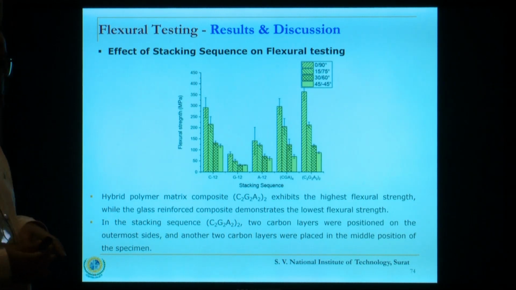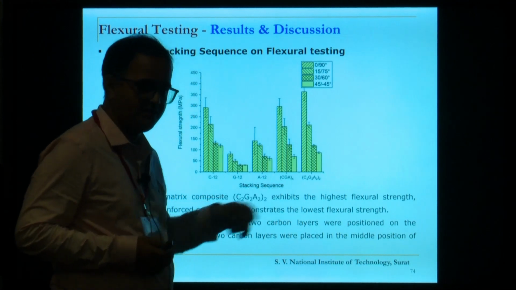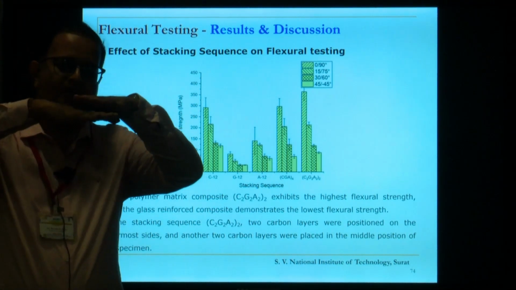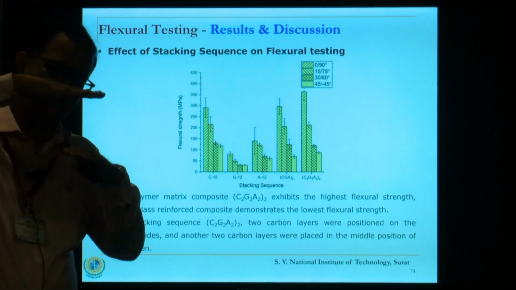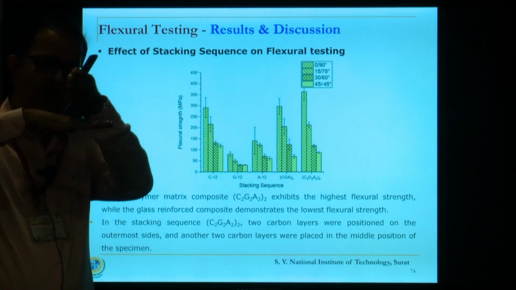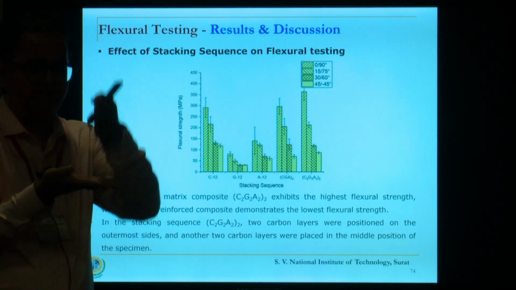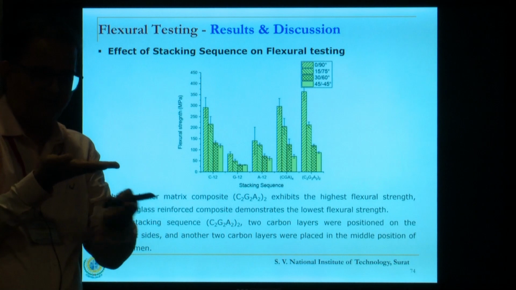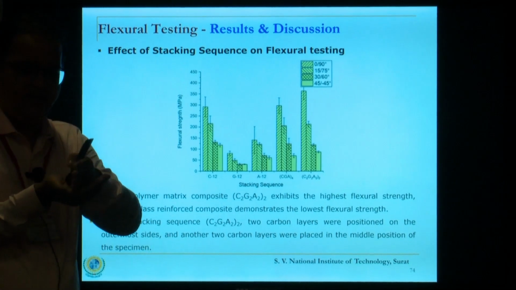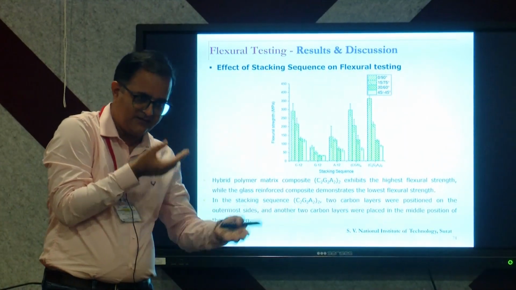Now when I consider this particular structure, suppose here I have carbon, then glass and aramide, carbon, glass and aramide, carbon, glass, aramide, and I place this sample this way, it means I want to bend it this way. If I place it the other way, aramide, glass, carbon, aramide, glass, carbon, and I try to bend it, the aramide bends lesser than the carbon on the other side, right.